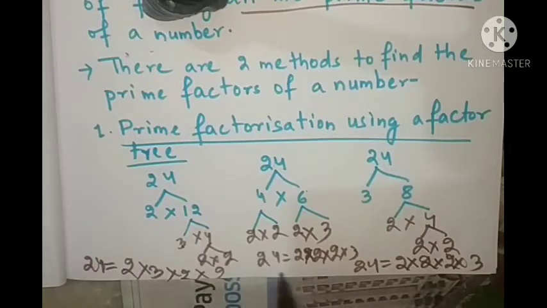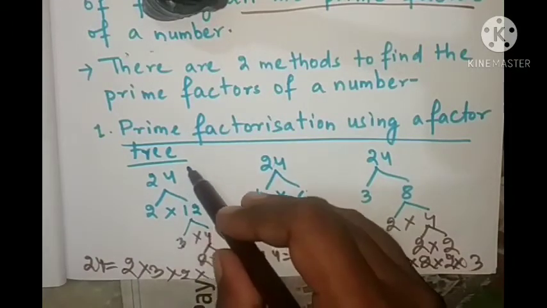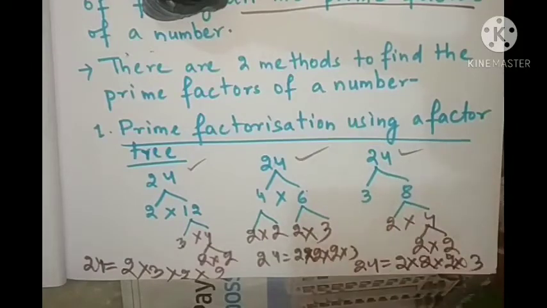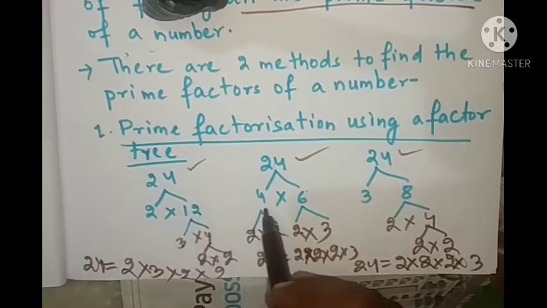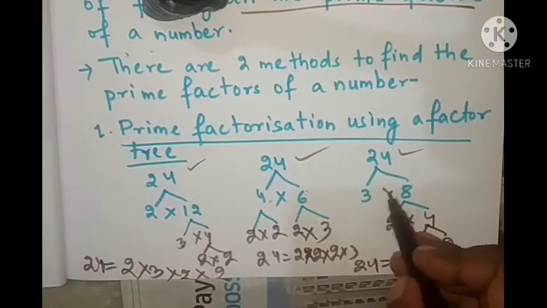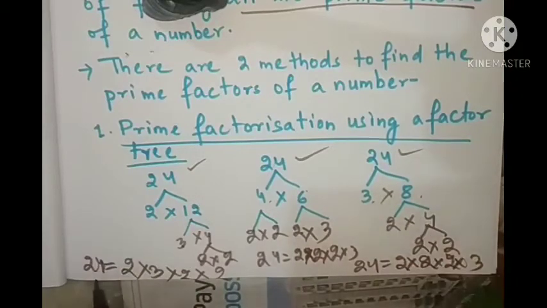So all the prime factors, wherever we are finding them, in whichever way we are finding them, are all coming the same for the same number. For 24, whether you start from 2 into 12, or 4 into 6, or 3 into 8, all the prime factors come the same, like 2 into 2 into 2 into 3.